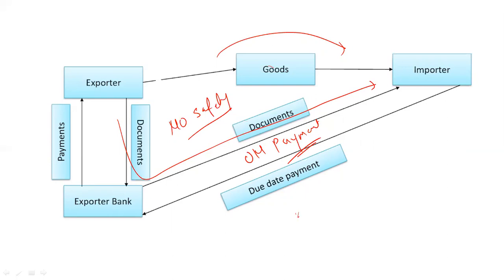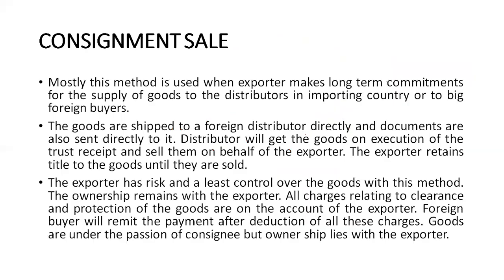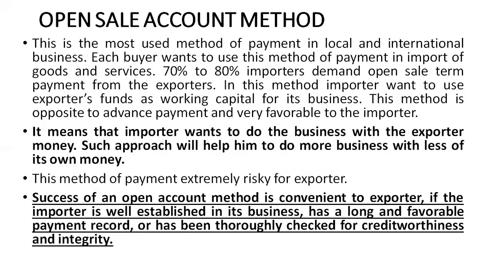This is one of the riskiest methods from the exporter's side and one of the best methods from the importer's side. Okay, this is very clear. So what happens over here is the seller, that is the exporter, sends all the goods without taking any security or any major concern. He just sells the goods, dispatches the goods and the documents only, and then on the due date the importer makes the payment and he receives the payment.